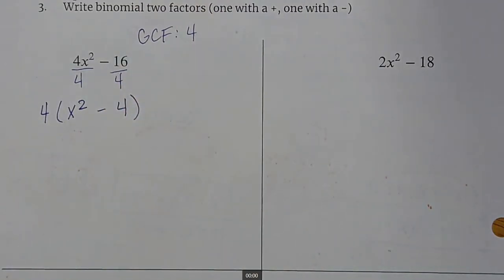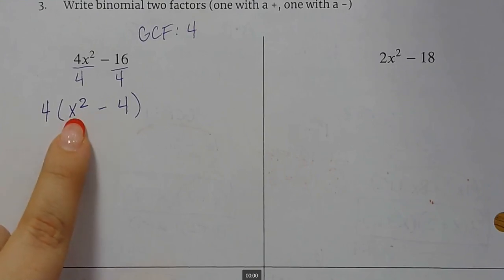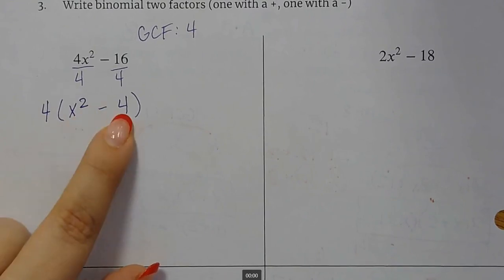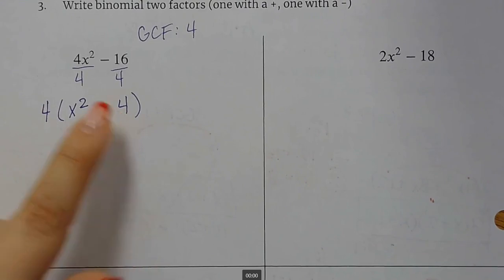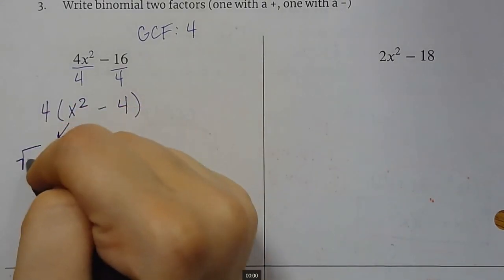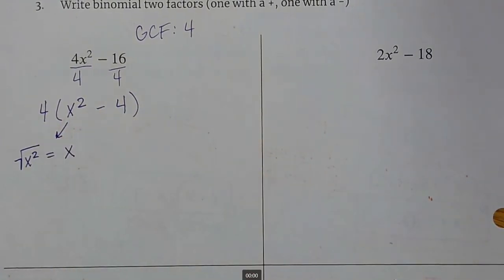So now we check. We have a binomial, right? We have 2 terms. We're subtracting, it's a difference. X squared is a perfect square, because the square root of x squared is just x. Is 4 a perfect square? Yes, because the square root of 4 is 2. So what we do is we take each of these terms and we take its square root. So the square root of x squared is x, right?